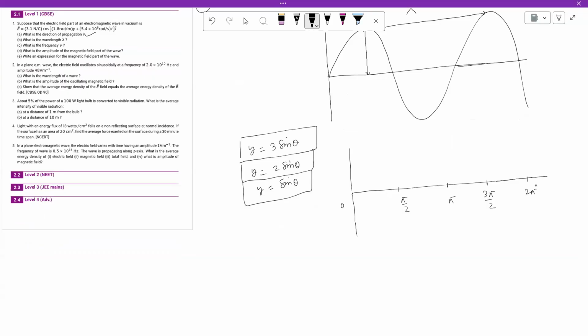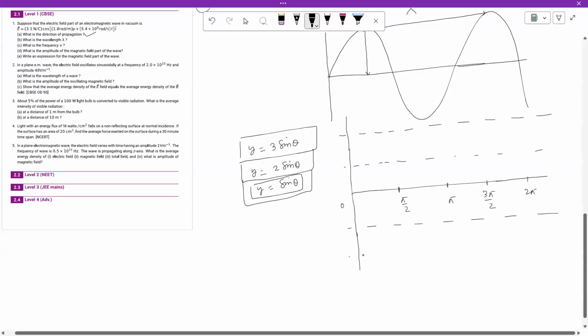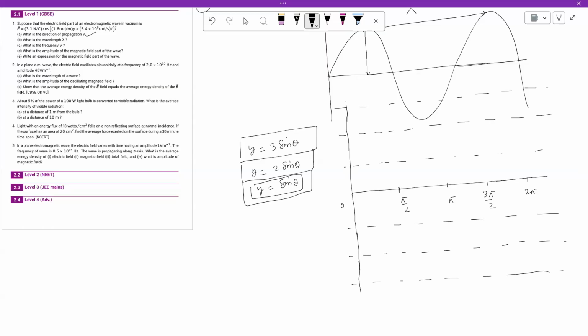When I do the AC part, I will talk about all these things in detail. So if I plot the sine curves, let's say I plot this one. Sine 0 is 0, sine 90 is 1, right? Let me draw the axes. This is 1, this is 2, this is 3, this is minus 1, minus 2, minus 3. Now let's plot this one first.